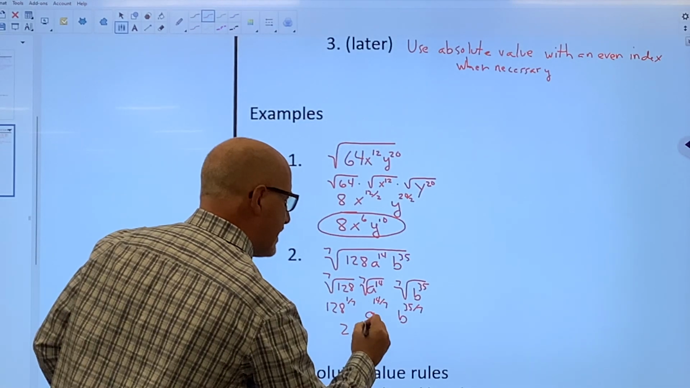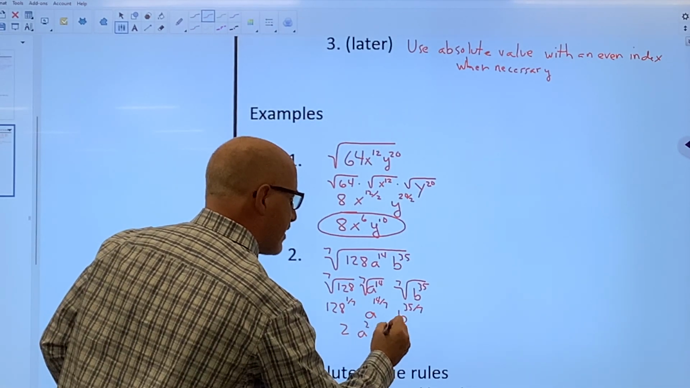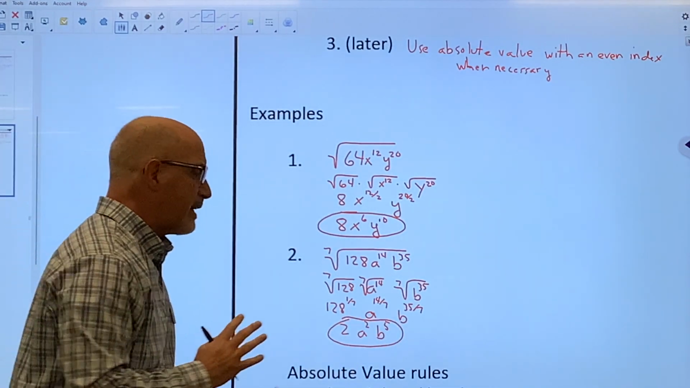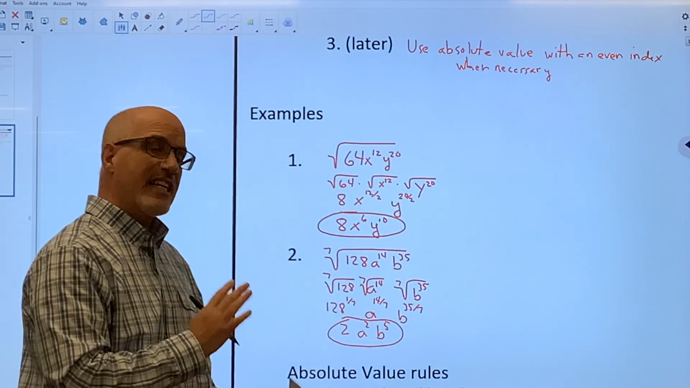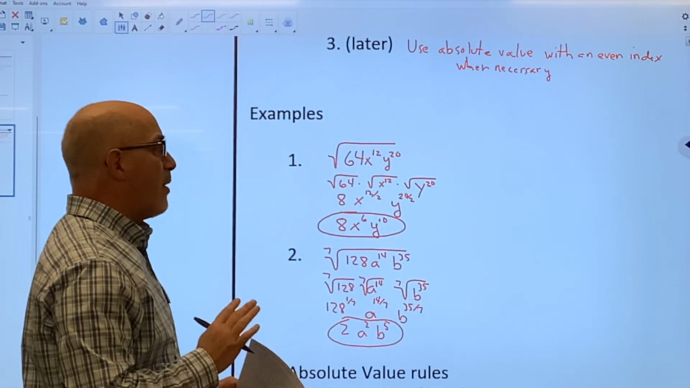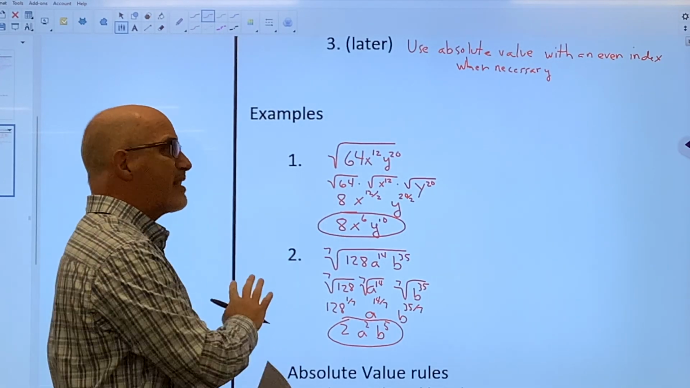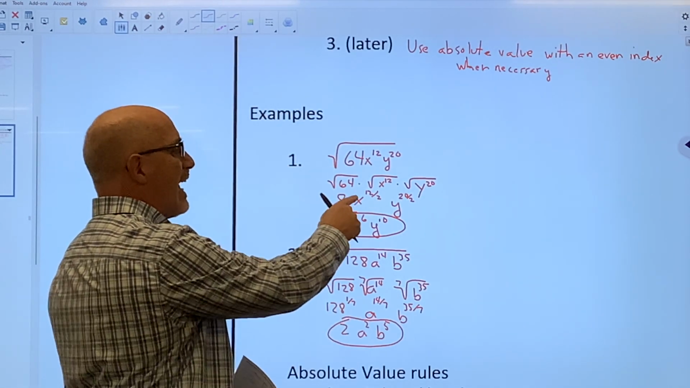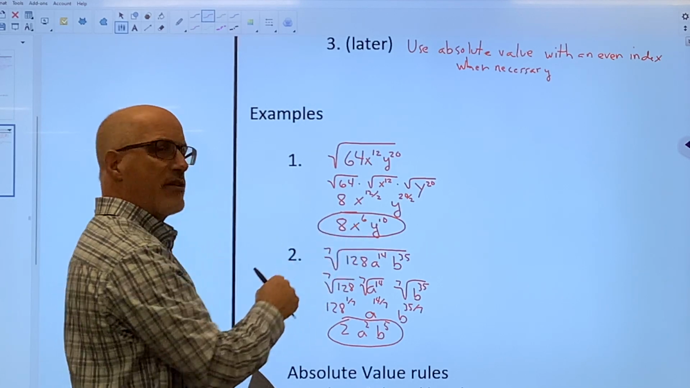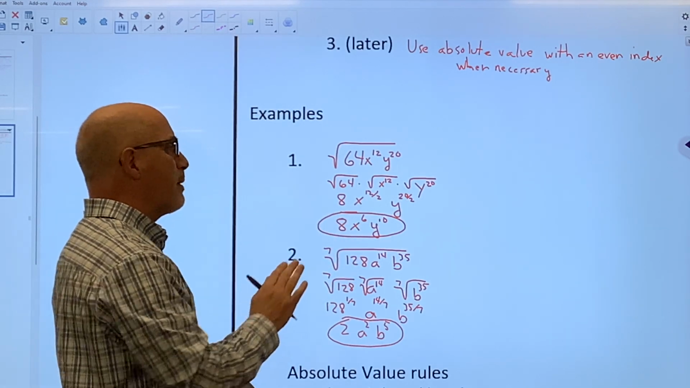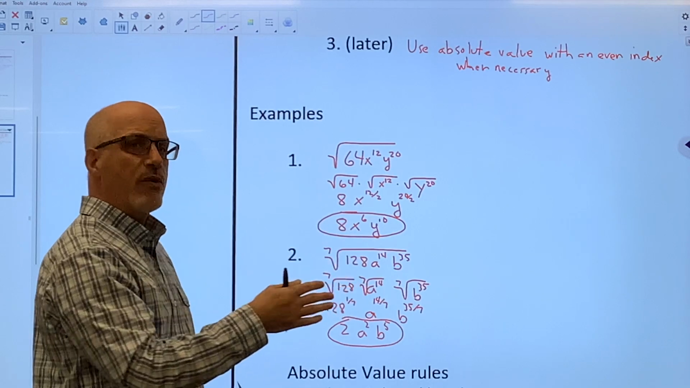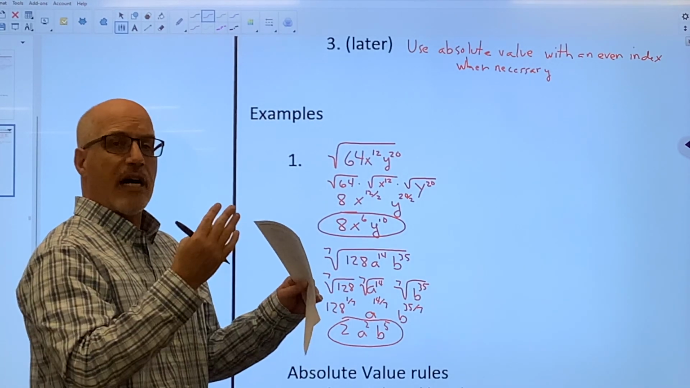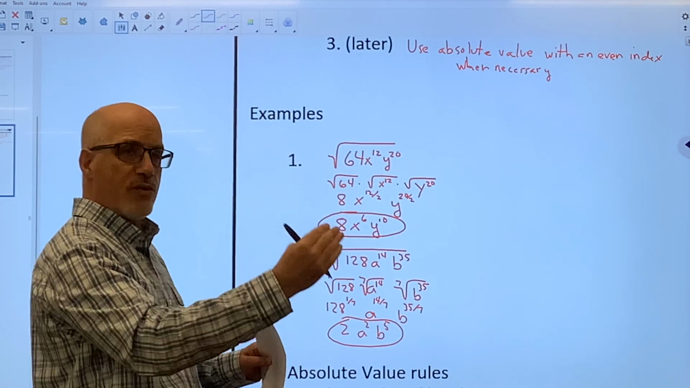And then you just have a to the 2nd and b to the 5th simplified. Those are nice, neat, and clean. Now those are ones that turn out nice and neat and clean. What happens though, now I've got to consider with an odd index, I don't worry about absolute value at all, but if I have an even index and my result down here turns out to be an odd number, I've got to be careful because what comes out of a root is going to be the positive value. That's the function that we have, is that the root produces a positive.